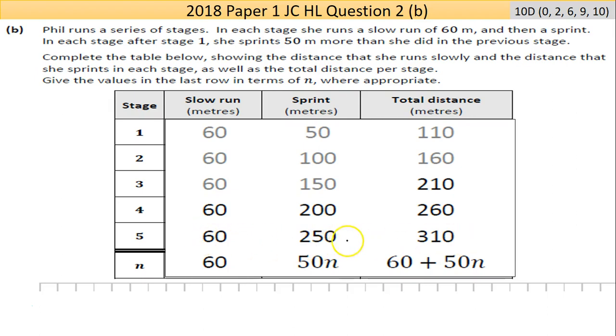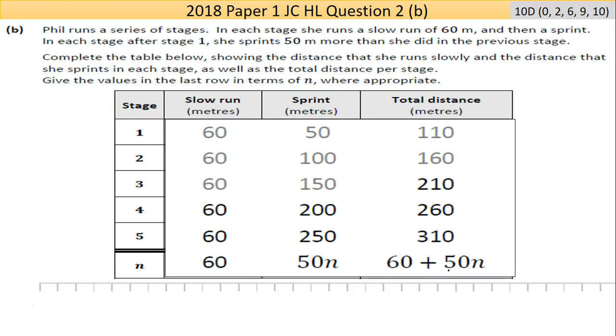So how do we say what's happening in a generalized sense? Well, it's always going to be 60. That's constant. It's 50 meters by the stage number. Now that holds. 50 times 1 is 50. 50 times 2 is 100. 50 times 3 is 150. So whatever n is, times the 50 will give you the sprint distance. Now, how do you get the combined result? Just adding them. So 60 plus 50n gives me my total distance for each stage.